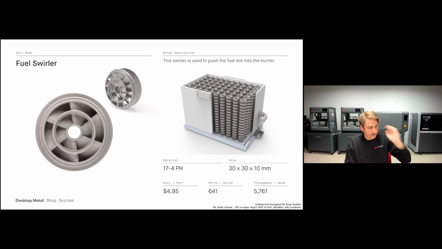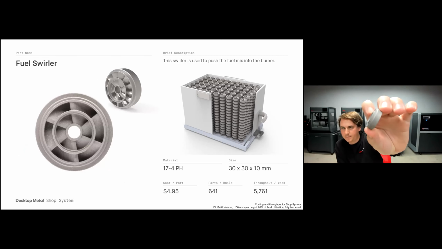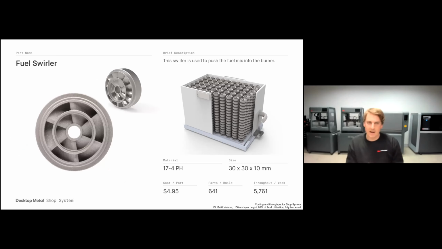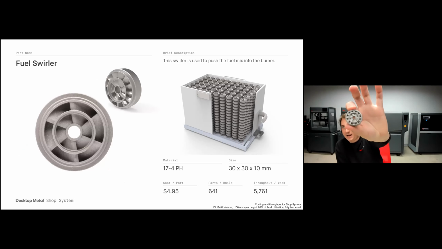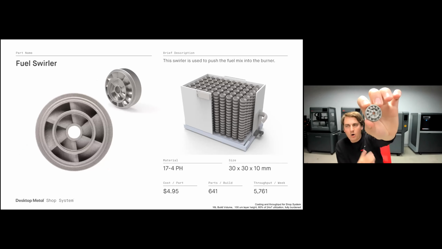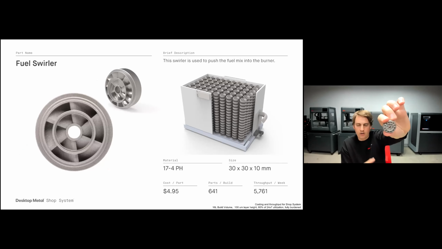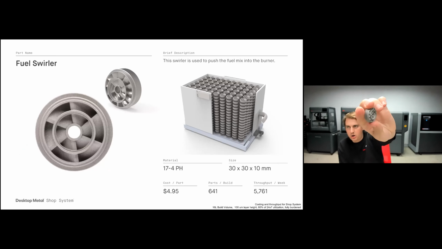Another great example here is this fuel swirler. This is used for pushing a fuel mix into a burner component. Again, produced in 17-4 PH stainless steel, costs just $4.95. Can do over 600 of them per build on the Desktop Metal shop system. Of course, now here, what if I want to make a change to the geometry? What if I want to alter the number of veins? If I want to alter the diameter, all I have to do is make a change to the CAD file, load it back up on the printer, and in a couple of days, I'm ready to produce hundreds of these parts.